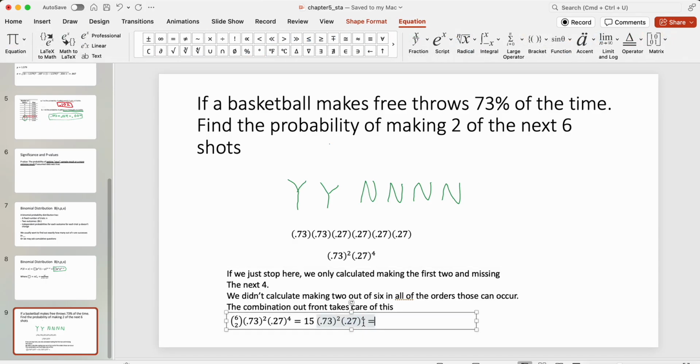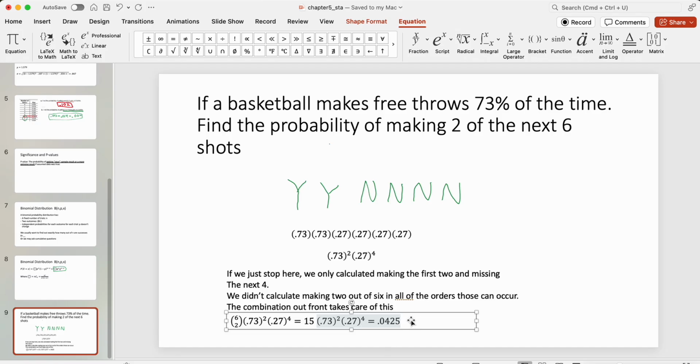And let's write out what this is. Let me work it out. I haven't done it yet. So I'm typing it into my calculator, but you're just hearing me talk about it. So 15 times 0.73 squared times 0.27 to the 4th, I get 0.0425 if I round that to 4 places.